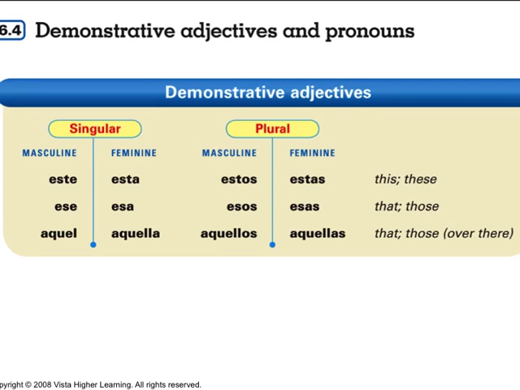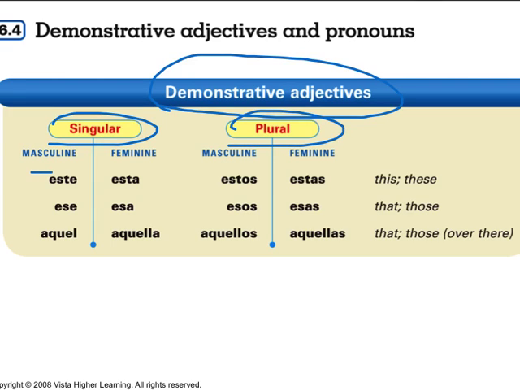So first, let's take a look at the three types of demonstrative adjectives, both singular and plural, male and female. Remember, they're adjectives. So we have on the male side, este, ese, aquel. On the female side, esta, esa, aquella. The plural forms, estos, esos, aquellos, estas, esas, aquellas. So we're talking about this and these, that and those, and that and those way over there. Spanish adds a third one for those way over there.